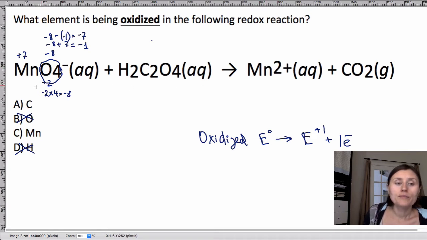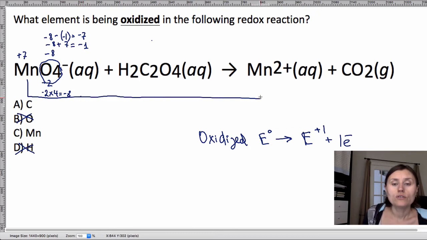So it looks like manganese is not losing electrons. If it was losing electrons, it would have a higher positive charge than 7. But it actually has a lower positive charge than 7. So therefore it actually gained 5 electrons. It gained 5 electrons here. So therefore it's not being oxidized. So manganese we can remove.